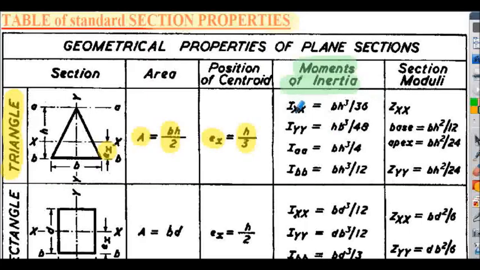So in this case, the second moment of area, notice they've given the second moment of area about the XX axis, that's this centroidal axis.